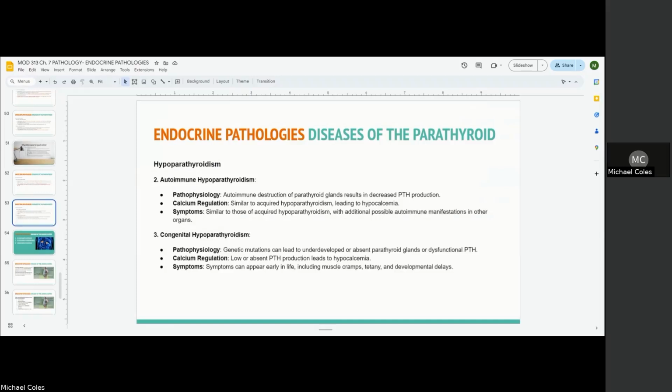And then congenital means from the genitalia, like from birth. You're going to have this condition from mutations in the womb as you're developing. And you might have underdeveloped, or you might have no parathyroid glands when you're born, right? So then you need medication. There's ways to deal with that.